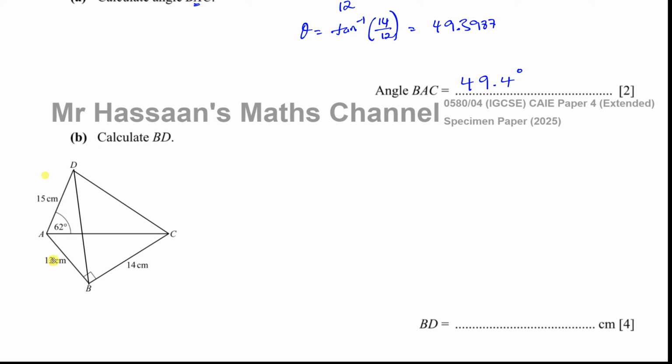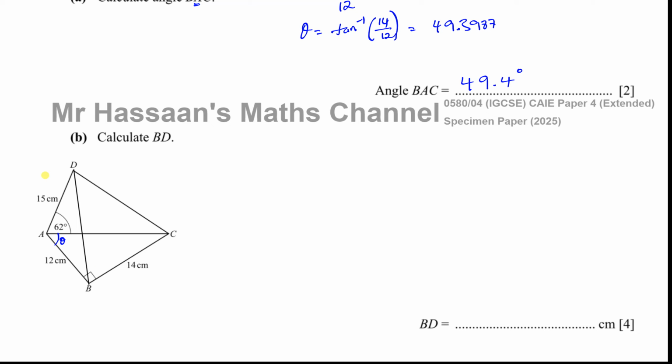Okay, the triangle ABD, and I want to find this length here. I don't have any information about the angle on this, but I have information about angles on here. This angle here is what we just found, the angle BAC, which we found as 49.4, rounded to one decimal place.